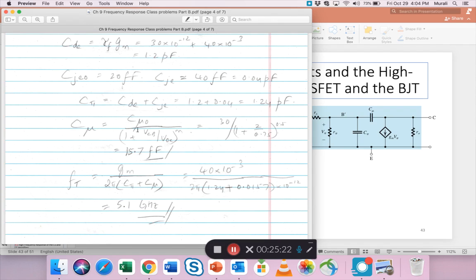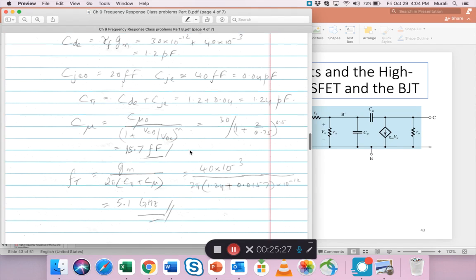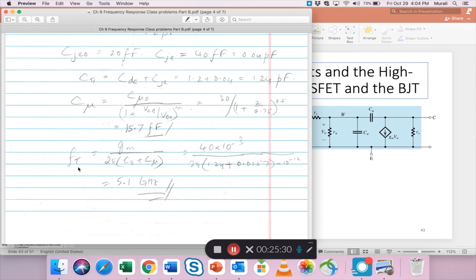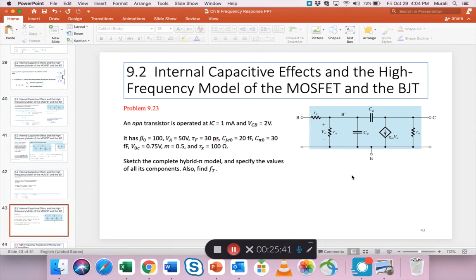C mu, use this formula, and m is given in this case to be 0.5. So you come up with this 15.7. fT is the ratio of these two. So if you do that, you get it as 5.1 gigahertz. Okay. So nothing new, it's just a repetition of the previous exercise. But I thought if we did a couple of these, we'll get some good practice on dealing with these formulas and some funny new constants such as tau f and all that.